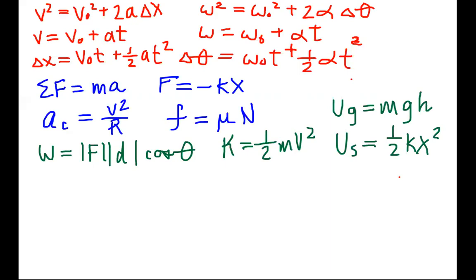So these are equations that we use in that last problem. And based on our conservation of energy equation, we know that K1 plus U1 is equal to K2 plus U2. So basically energy is conserved unless it is lost to something like friction.